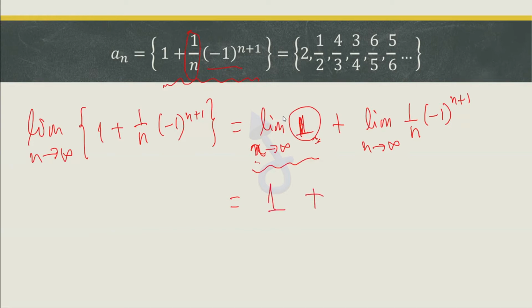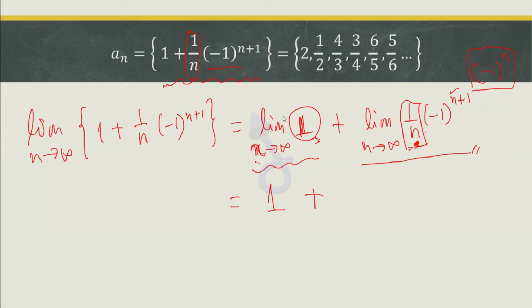The second term, on the other hand, depends on n here in the denominator and n here in the exponent. We know that the value of -1 raised to the n fluctuates between -1 and 1. And so we might be tempted to think that this limit also does not exist. However, we have to remember that the limit of 1 over n is actually 0.